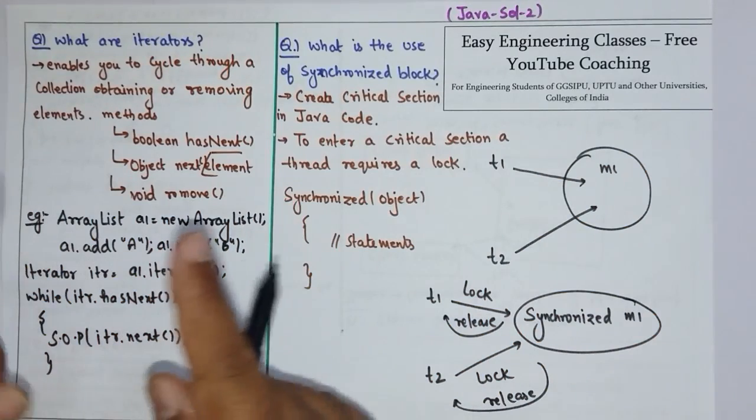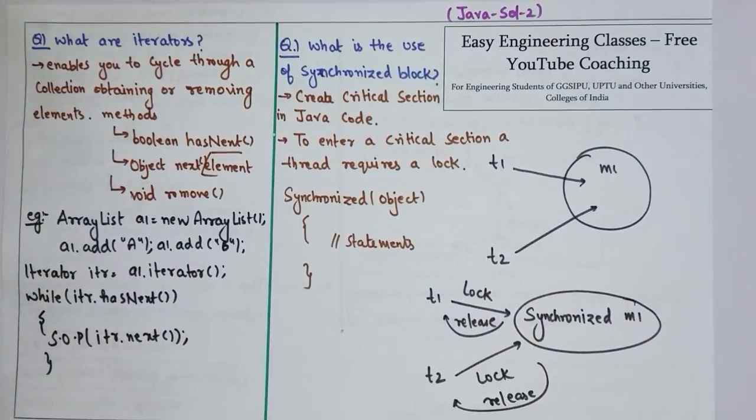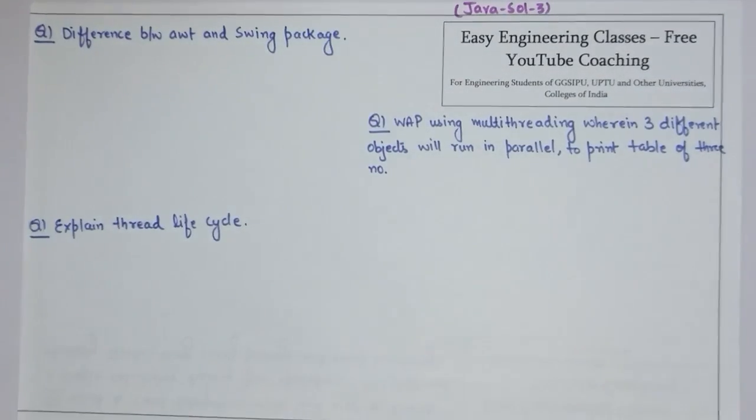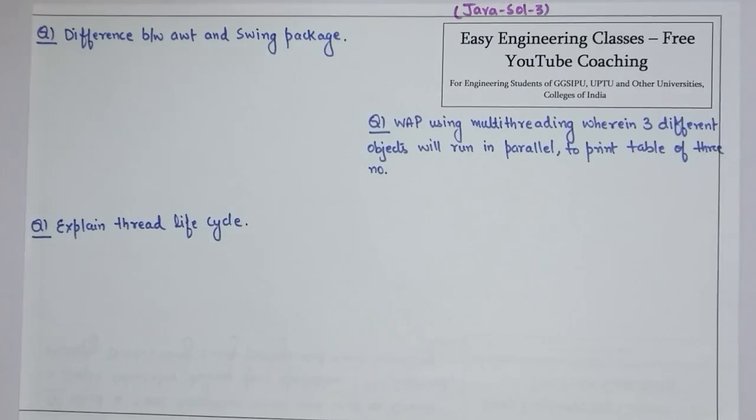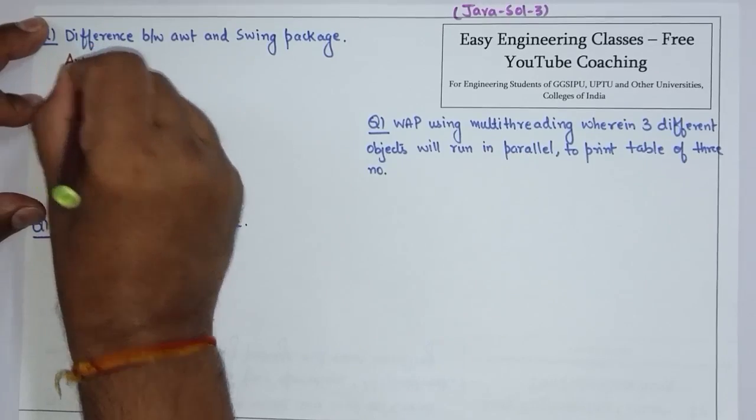You can refer to my earlier video on synchronize, where I have shown what the problem of not using synchronize is and how the synchronized keyword can be used to resolve the problem. The next question is the difference between the AWT and Swing packages. So you can write the differences as I am writing them here.